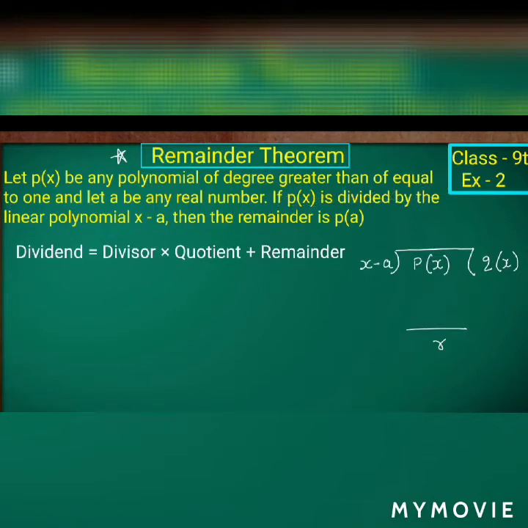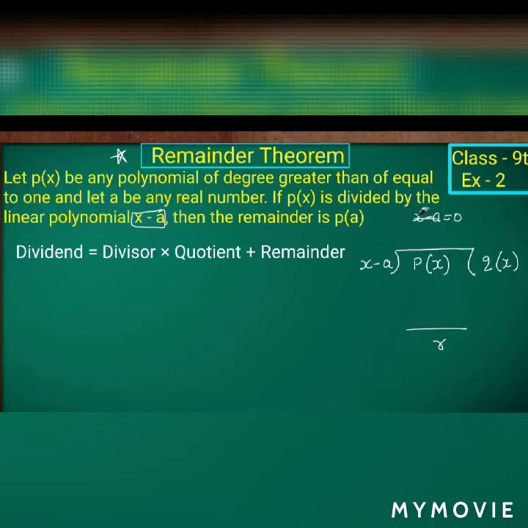That is, let p of x be any polynomial of degree greater than or equal to 1, and let a be any real number. If p of x is divided by the linear polynomial x minus a, then the remainder is p of a. So here we have to take the highest degree expression as p of x. I have already told that p of x should be the dividend.